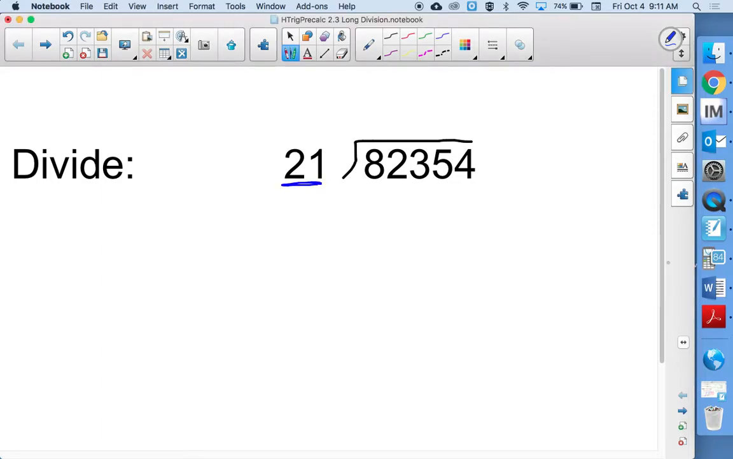So it doesn't go into 8, so it's 0 on the top. But it goes into 82 3 times. And then you multiply 3 by 21 and put it under the number and subtract. Yeah, very good. So that was a good explanation.